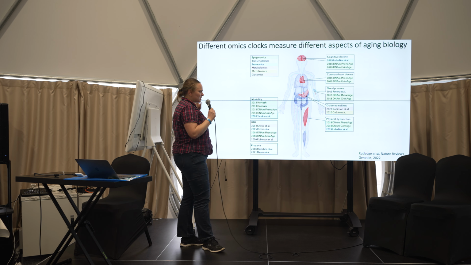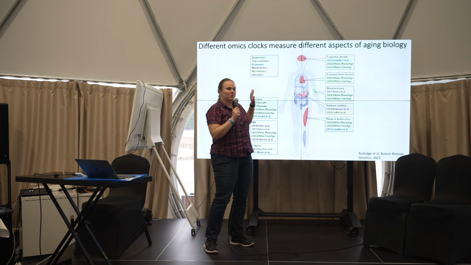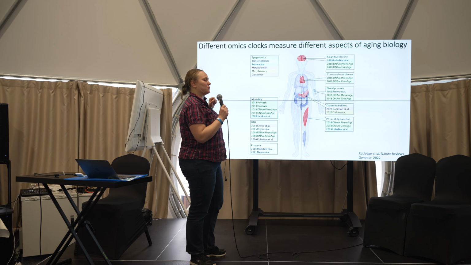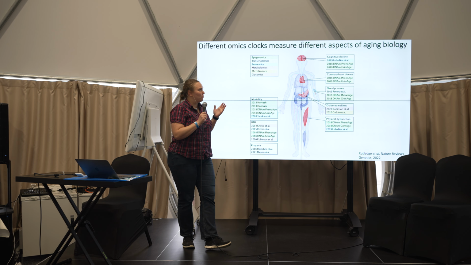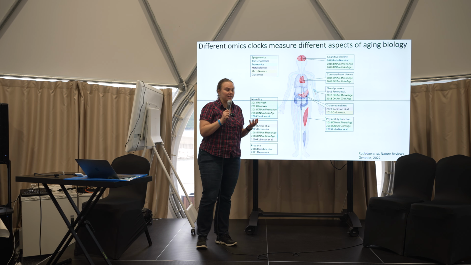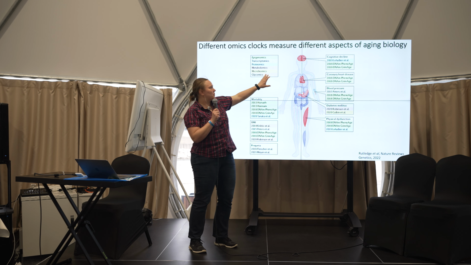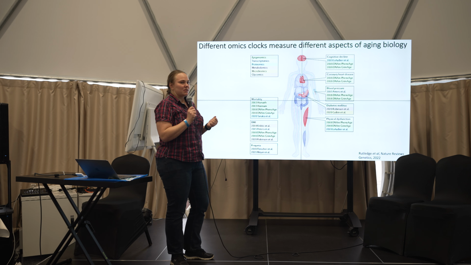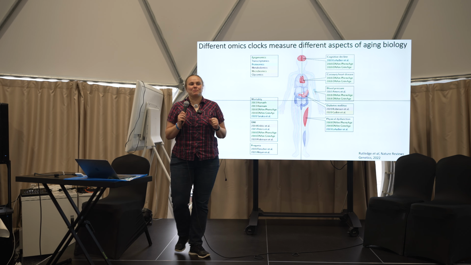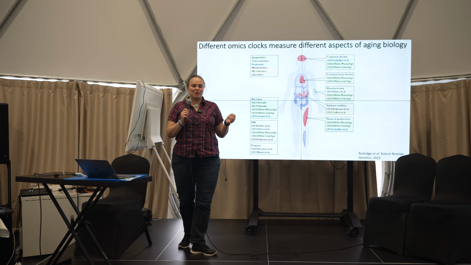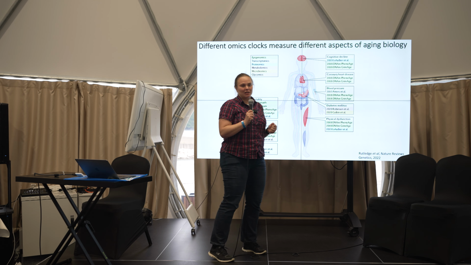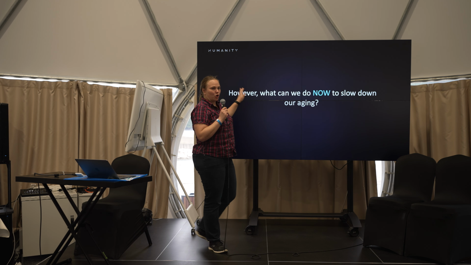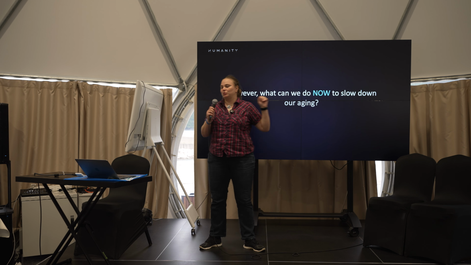This is very important research because we'd like to know who is at higher risk of developing a disease sooner or dying sooner. By using different omics technologies to quantify that, we are also measuring different aspects of aging biology, so we can potentially develop therapies for it. But as I've been aging and observing the people around me, I realized there must certainly be something that we can do now. It's really good to have clocks, but what can we do now to slow down our aging?